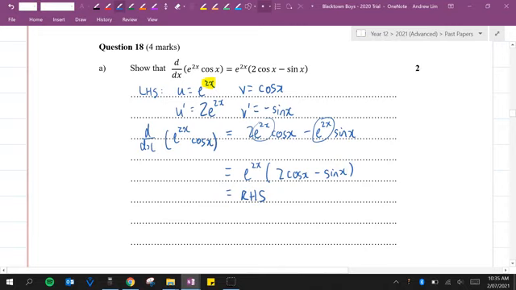Okay, so whenever there's a show that question, it gives you the answer already. All you need to do is show the working out. And once you show the working out and you get the correct answer, you know that you've got the marks.